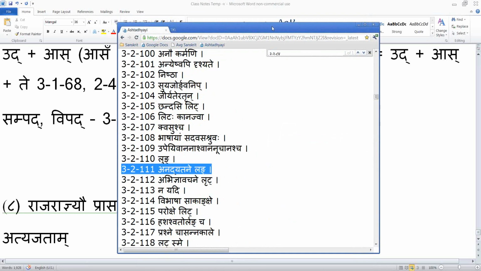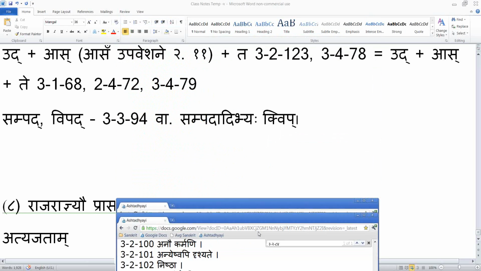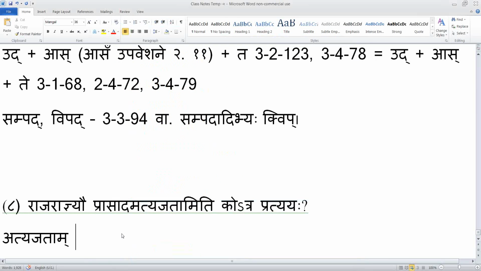So 3.2.111, as usual, anubandha lopa, and then by tiptasjhi, the pratyaya is going to be tas. So by 3.2.111 Anadyatane lang, the pratyaya becomes tas.